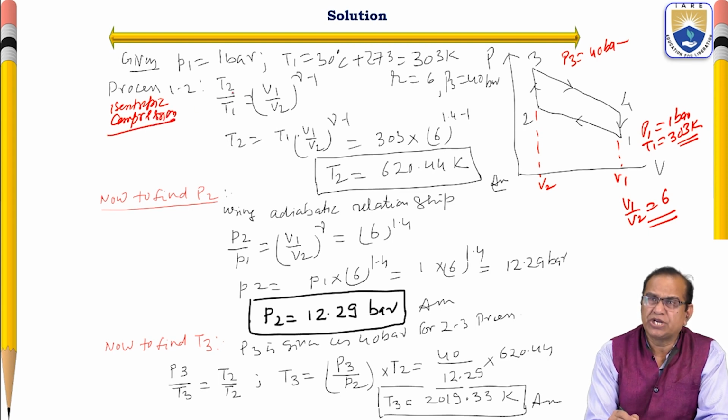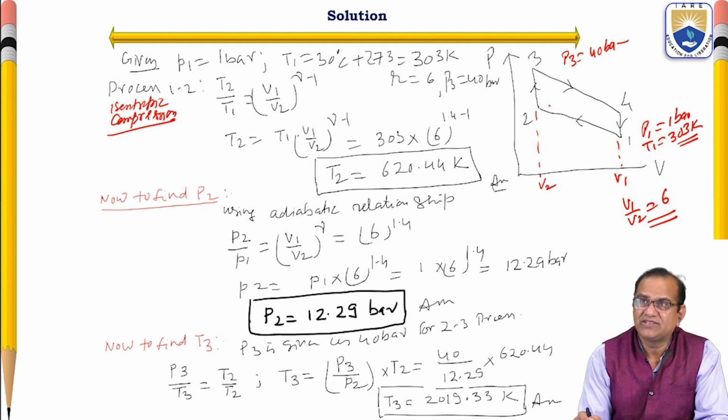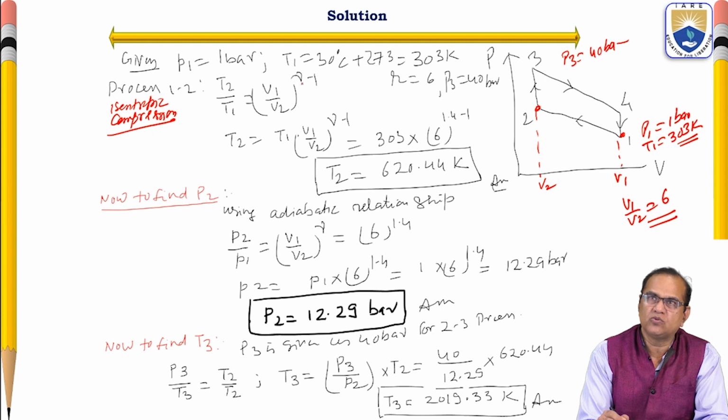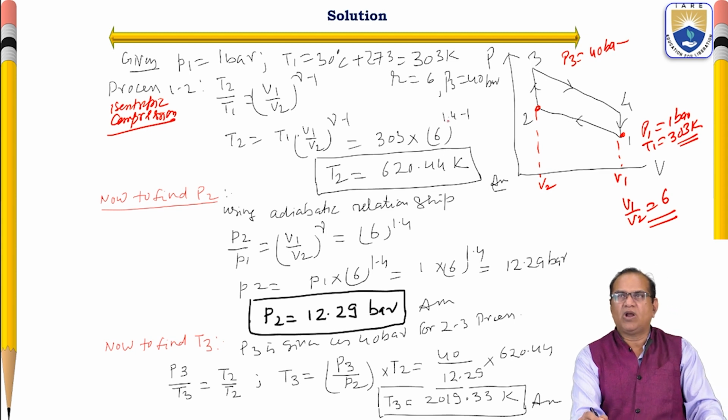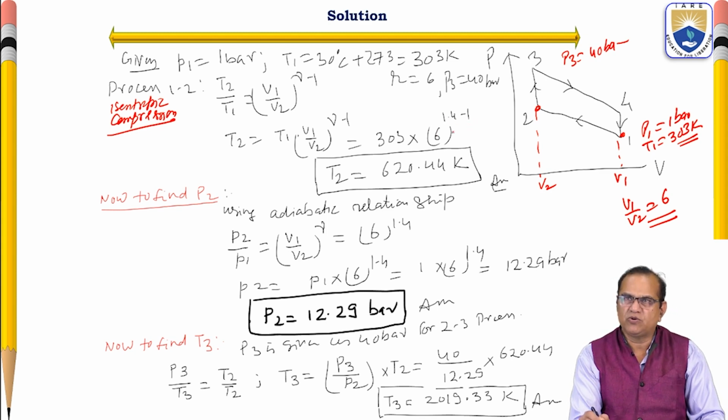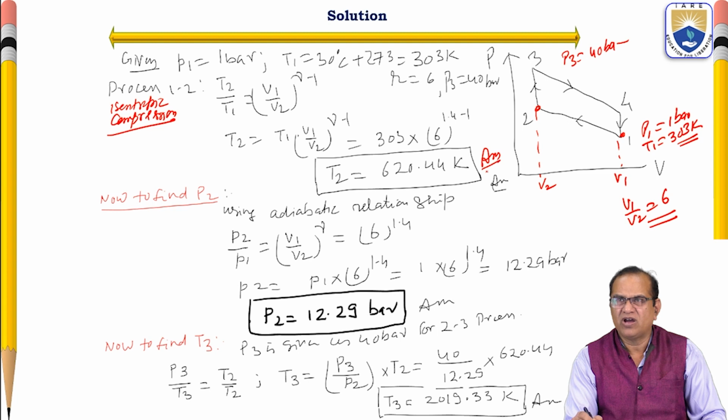For this 1 to 2, T2 by T1, the temperature at this point divided by the temperature at this point, is equal to (V1 by V2) to the power gamma minus 1. We know V1 by V2 is the compression ratio and it is 6. So here T1 is equal to 303, V1 by V2 is equal to 6, with 1.4 minus 1. If you calculate, you will get the temperature at point 2 is equal to 620.44 Kelvin. So this is the first parameter, at point 2. We got one parameter.